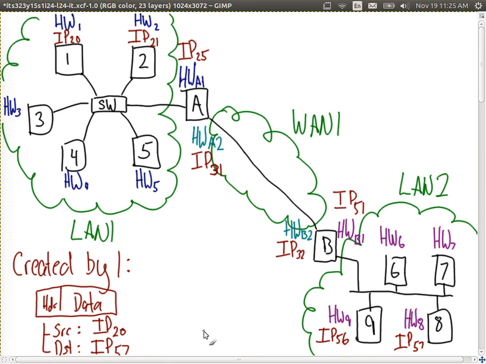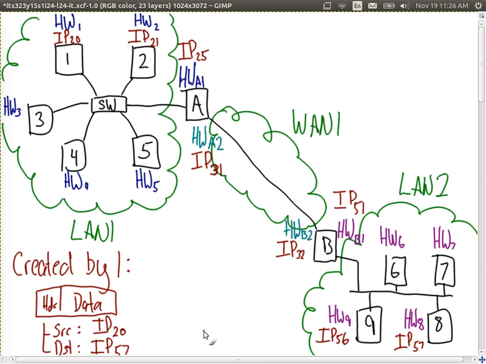Computer 1 creates this datagram and, via the switch, sends it to A. How does it know to send to A? How do we know to take this path? What's the process for finding the path? Routing. Remember back to routing? We create a routing table that says, if the destination is IP57, the next node is IP25, or computer A. A routing table would be used by computer 1 to know, to reach 8, send to A.